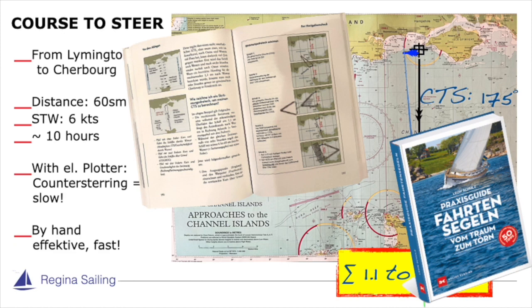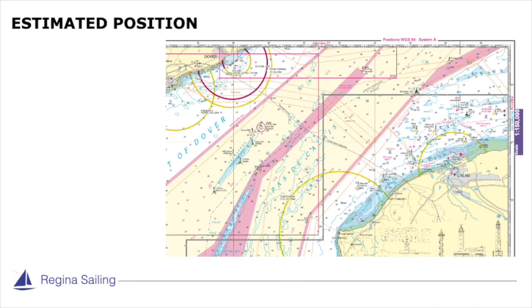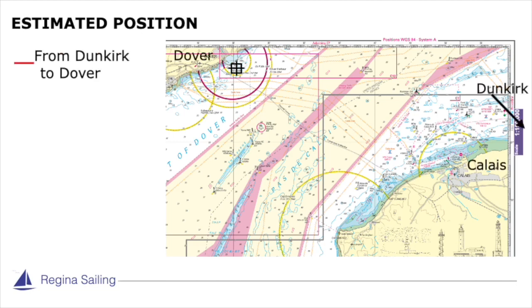Now this is when we want to go from one point to the other and we want to do it in a smart way. Then we calculate our course to steer. That's one job. The next situation could be that we need to calculate our estimated position, because sailing from Dunkirk to Dover, Dunkirk is here in France, you pass Calais and you go to Dover, and that's the waypoint. Here is a traffic separation scheme.